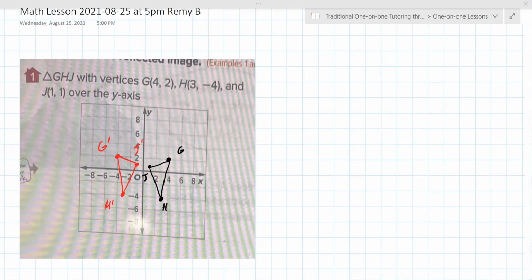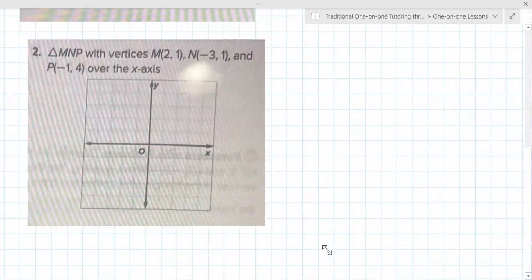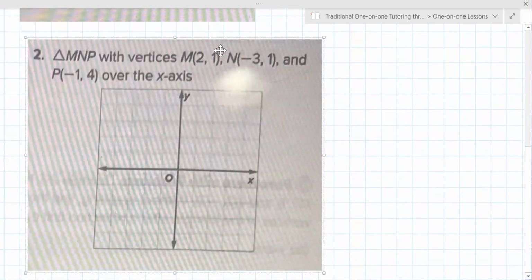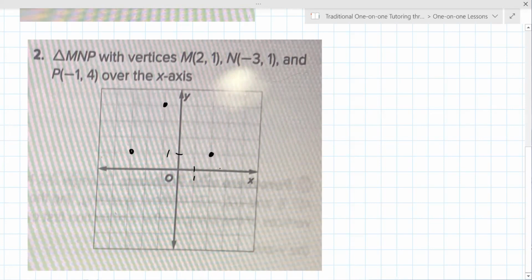All right, let's look at question number 2. I'm going to snip that in and we'll look at it together here. It says triangle MNP with vertices. This one isn't labeled, so I think I can just go by ones here. M is 2, 1. N is -3, 1. And P is -1, 4. So that's up here. So that's M and P. And we'll draw some nice lines.